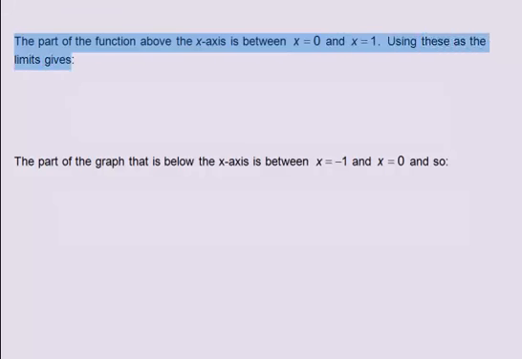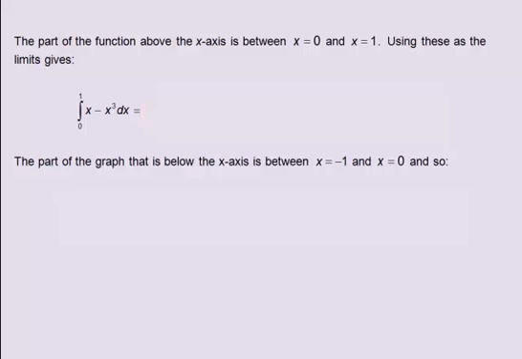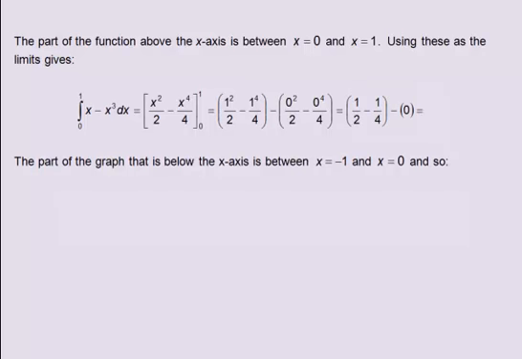Using these as limits gives the integral between 0 and 1 of x minus x cubed dx equals x squared over 2 minus x to the 4 over 4 between the limits of 0 and 1, which equals 1 squared over 2 minus 1 to the 4 over 4 from the top limit x equals 1, minus 0 squared over 2 minus 0 to the 4 over 4 from the bottom limit x equals 0, which equals 1/2 minus 1/4 minus 0, which equals 1/4.